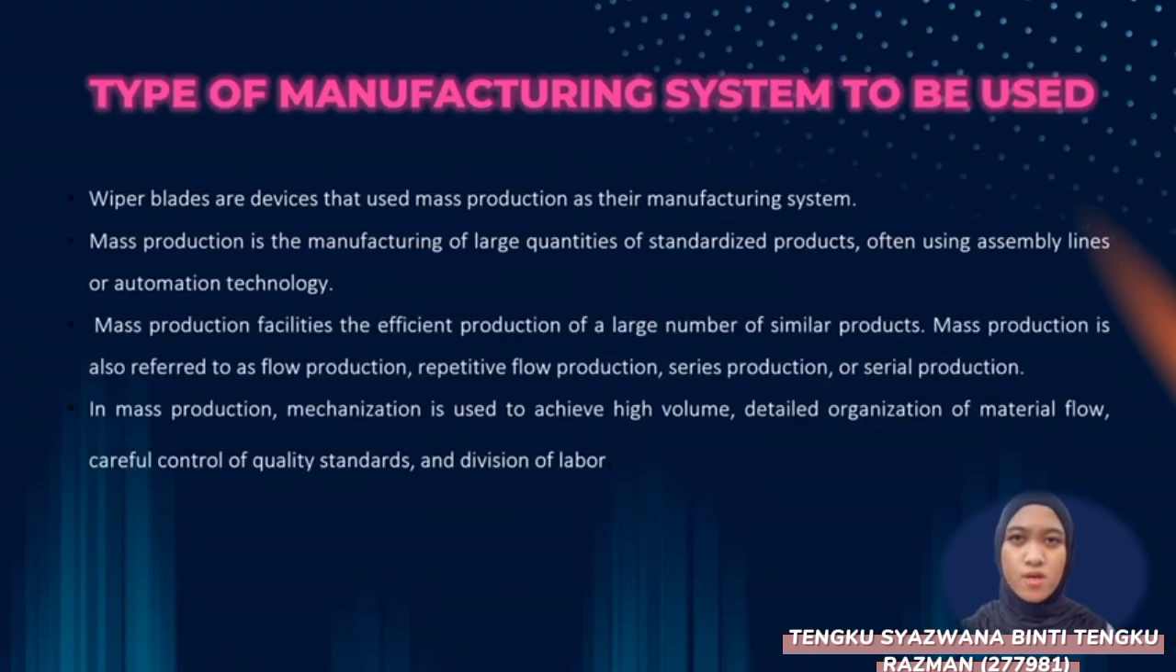Now, I will explain the type of manufacturing system. Wiper blades are devices that use mass production as their manufacturing system. Mass production is the manufacturing of large quantities of standardized products, often using assembly lines or automation technology.